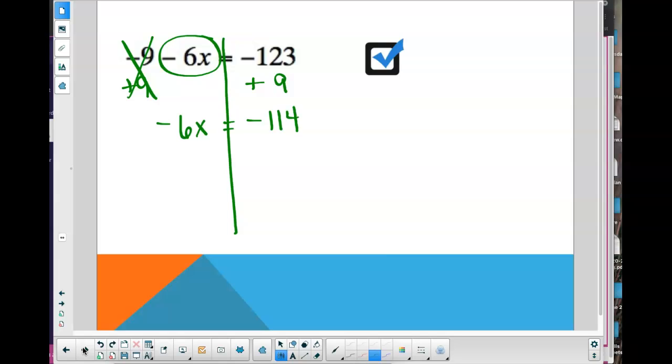Okay, what's my final step? What do I have to do to finish this problem, Izzy? Divide by negative 6. Divide by negative 6 on each side. Cross off the negative 6's. X equals negative divided by negative is positive. 114 divided by 6. I don't know that off the top of my head. You need to count. 19. Okay. 19.